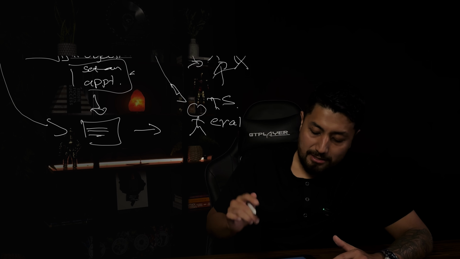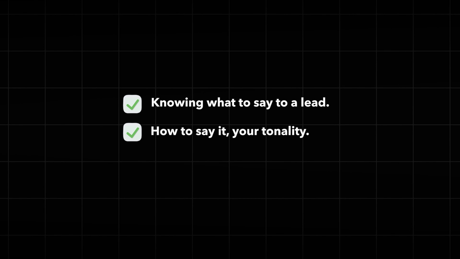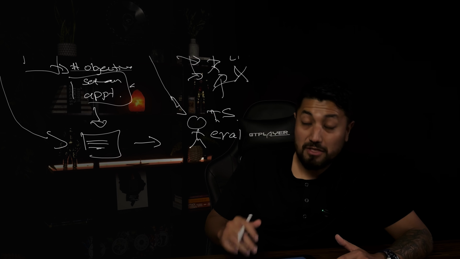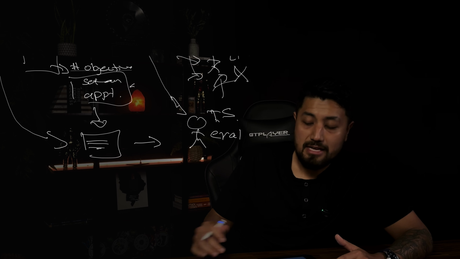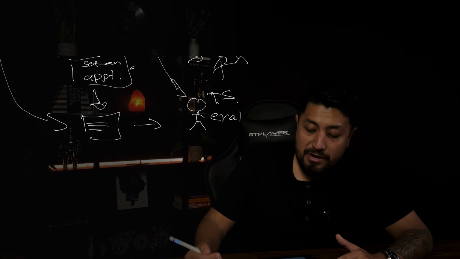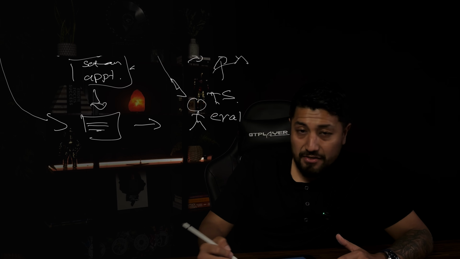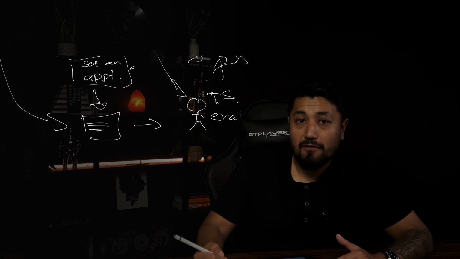Okay. Knowing what to say to a lead, how to say it, your tonality, knowing exactly the right questions to ask. Like, that is how you win. That is how you get them excited. That is how you know if someone's even financially qualified to meet you. That is how you pre-frame this transformation session, that way they know that at the end of this session, there's going to be an offer made to them.